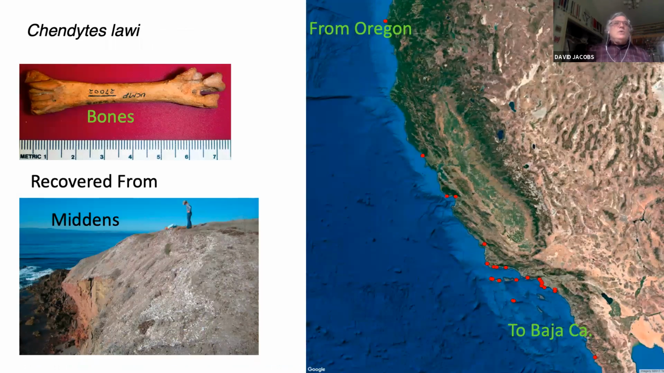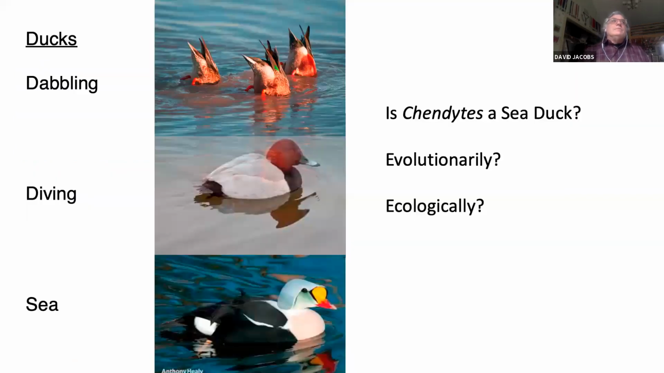So starting with the West Coast duck, these are from middens, or the garbage dump features of past folks who lived on this coast for the last 10,000 years or so. And there is a wide distribution of sites where these flightless ducks are found. So what we wanted to know is, is this, as people had suspected, a sea duck, evolutionarily, ecologically, and otherwise?